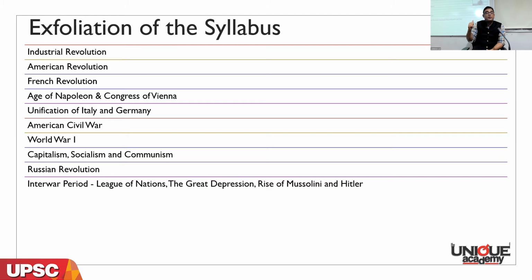So a body which was neutral and tasked with prevention of conflict is created, and that is called the League of Nations. We will see its structure and assess its contribution. Then we will see a major economic phenomenon that takes place from 1929 onwards, which is the Great Depression.